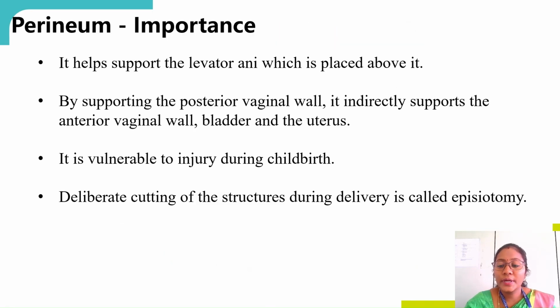So what is the importance of the perineum? First, it helps support the levator ani, which is placed above it. Next, it supports the posterior vaginal wall. It directly supports the anterior vaginal wall, bladder, and then the uterus. The next part we will discuss is the vaginal walls.